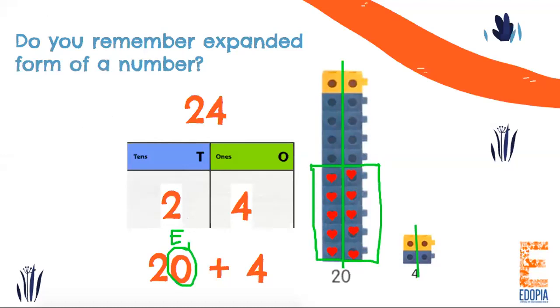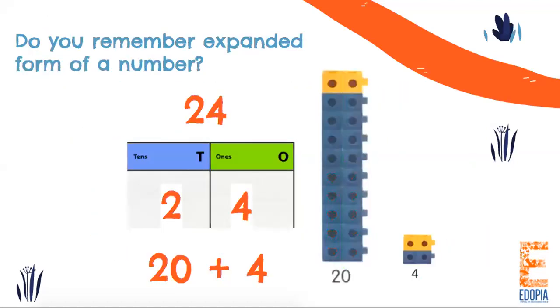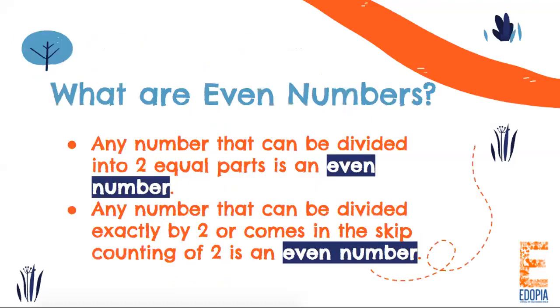So we were discussing 24, and 24 is an even number. We can conclude that we can simply assess the digit in the ones place to figure out if the number is an even number or an odd number. So what are even numbers? Any number that can be divided into 2 equal parts is an even number. Or you can say that any number that can be divided exactly by 2 or comes in the skip count of 2 is an even number.